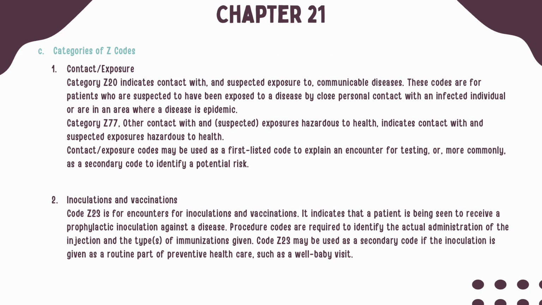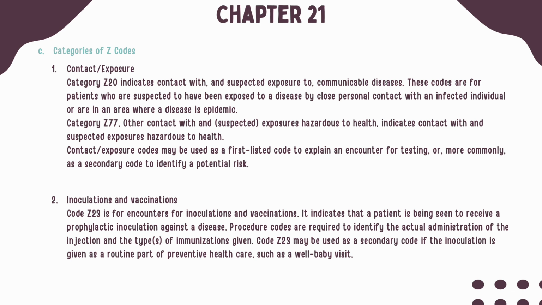Regarding contact and exposure, category Z20 represents contact with and even suspected exposure to communicable diseases. These codes are for use in patients who are suspected to have been exposed to a disease by close personal contact with an infected individual or in an area where a disease is epidemic. Category Z77 indicates contact and suspected exposure that are hazardous to health. These codes from category Z20 and Z77 can be used either first listed or as a secondary code in order to identify a potential risk.